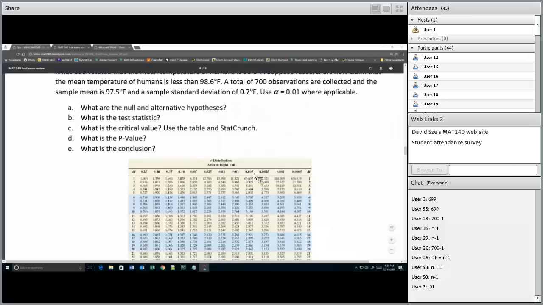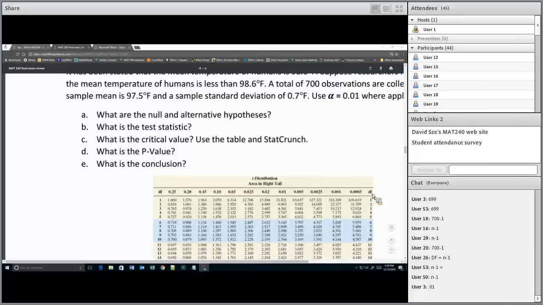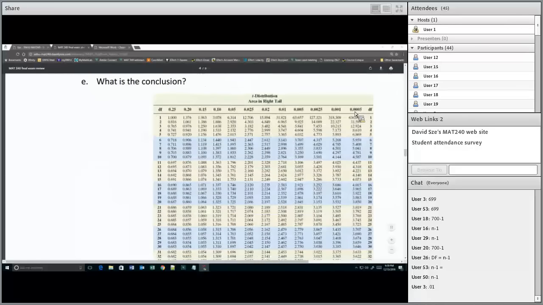So locate 0.01 here. So I'm gonna take my cursor through this. Stop me when you see 0.01, okay? So here it is, 0.01. I'm looking for 0.01, 0.01, 0.01, stop. Yep, right there. This is 0.01. This is the column for 0.01. Okay, now let's select this column.